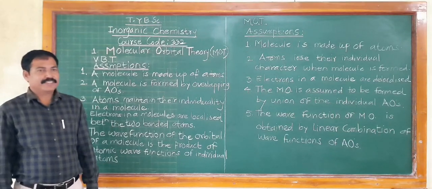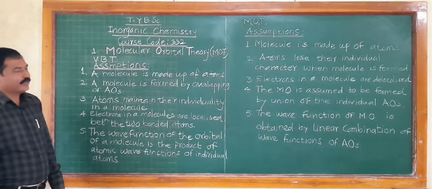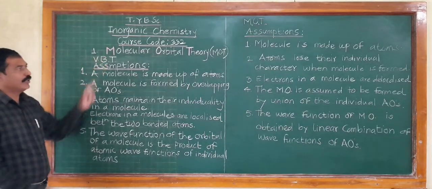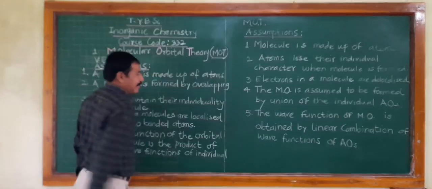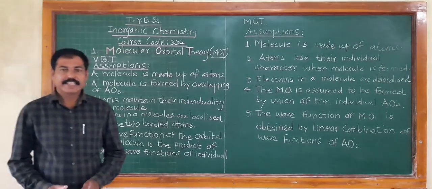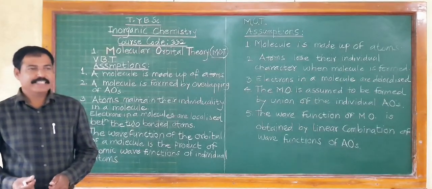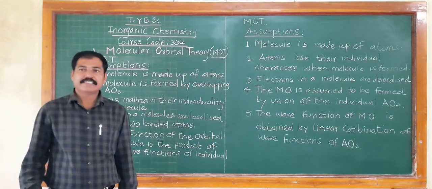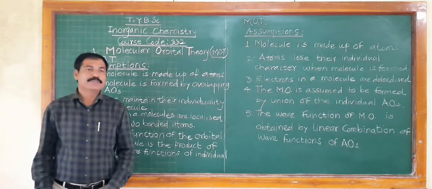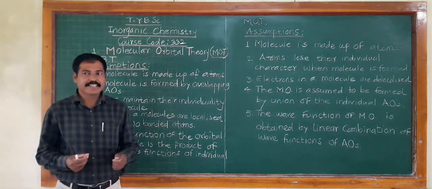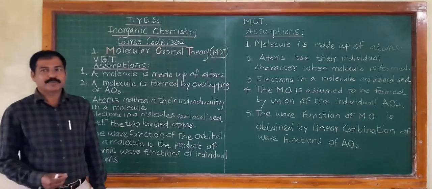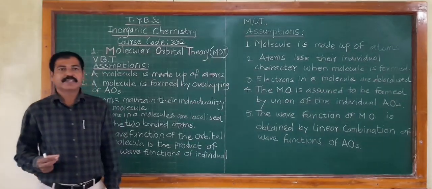Hello friends, let us start the inorganic chemistry course, code 332, first chapter: molecular orbital theory. It is abbreviated as MOT. There are more than 109 elements present, and these elements combine together to form clusters of molecules with certain bonding between them, and we should know the chemical bonding between the atoms present in that compound.